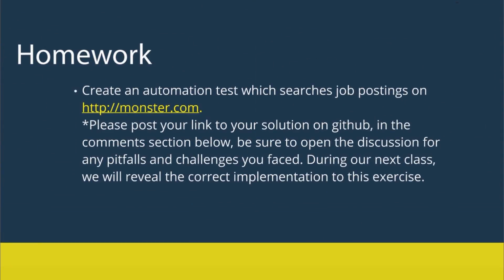For a follow-up exercise, try creating an automation test which searches job postings on Monster.com. Post the link to your solution on GitHub in the comment section below. And check out our next video to reveal the correct implementation of this exercise.